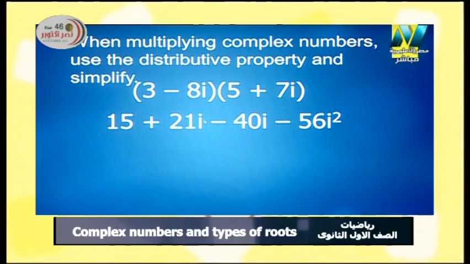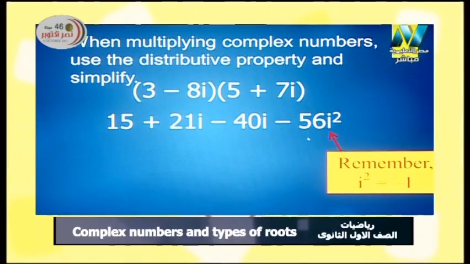Then we transfer to negative 8i. We will multiply negative 8i by 5. The result will be negative 40i. And we multiply negative 8i by 7i. The result will be negative 56i squared. Okay. Remember, my dear students, that i squared, from the definition of the imaginary number, equals negative 1.